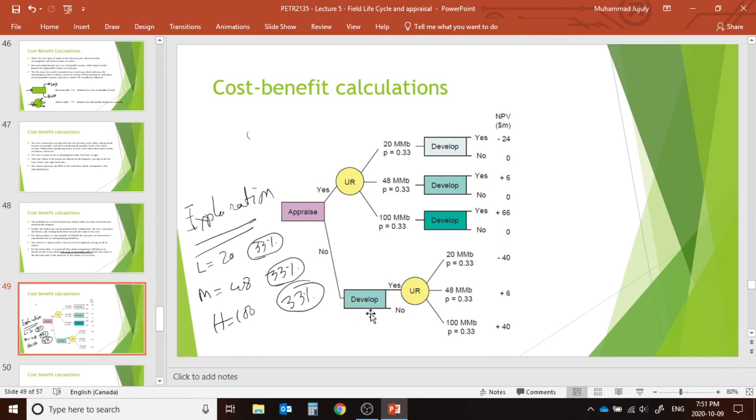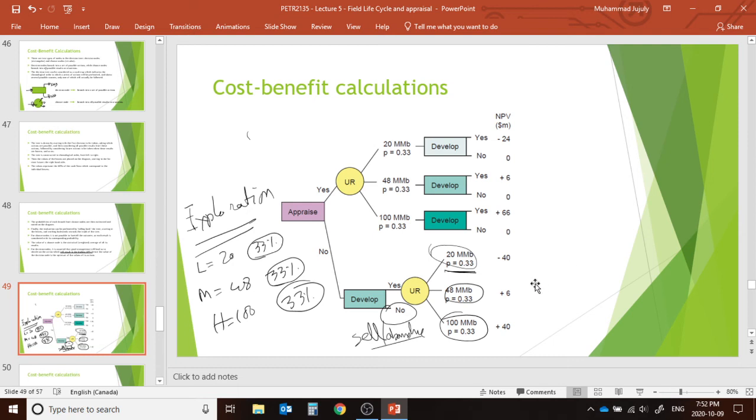Now if we do not want to do the appraisal, no, then we'll start doing the development phase. Okay, now here are two decisions. Should we do the development or not? If we do not do the development, in that case, what can we actually do? We can sell the prospect or abandon. All right. If we decide to do the development, in that case, we have three different scenarios. Number one, 20 billion barrels. Number two, 48, and number three, 100.